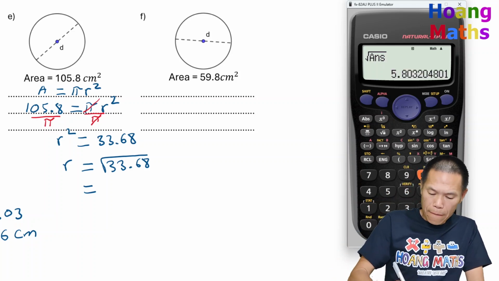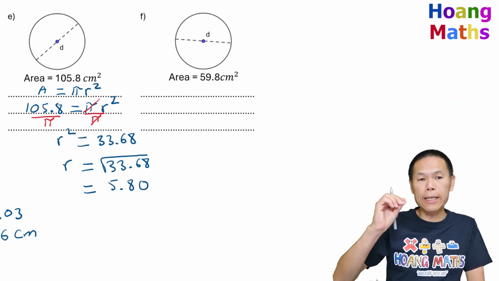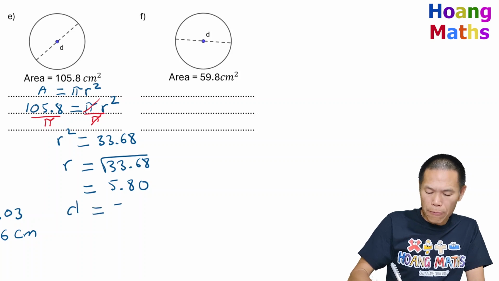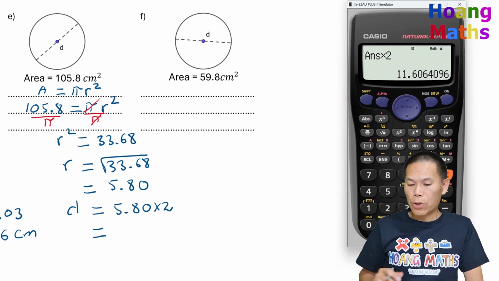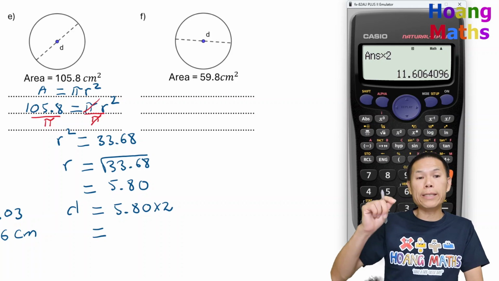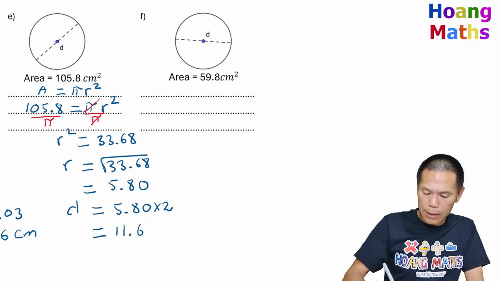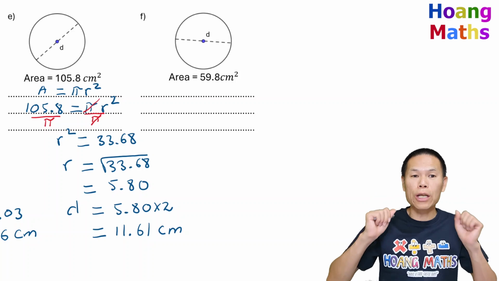5.80 for now. 5.80. So the diameter is 2 times the radius. So d equals 5.80 times 2. That is answer times 2. So there you go, 11.61. 11.61 centimeters. And don't forget the units. Okay. I hope you got it correct.